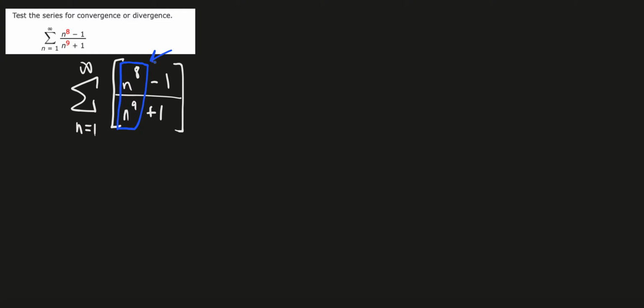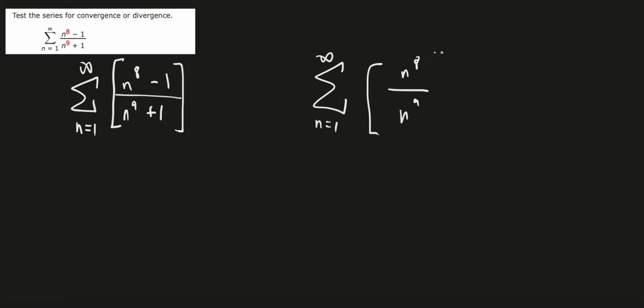But again, let's look at this right here and use the comparison test. So what I'll do is write out a new series as n goes from 1 to infinity, and I'll just take n to the 8th power over n to the 9th power. What did we do? If you want to use the direct comparison test, we can try. We made the numerator essentially greater because we removed the minus 1, so we made it greater.